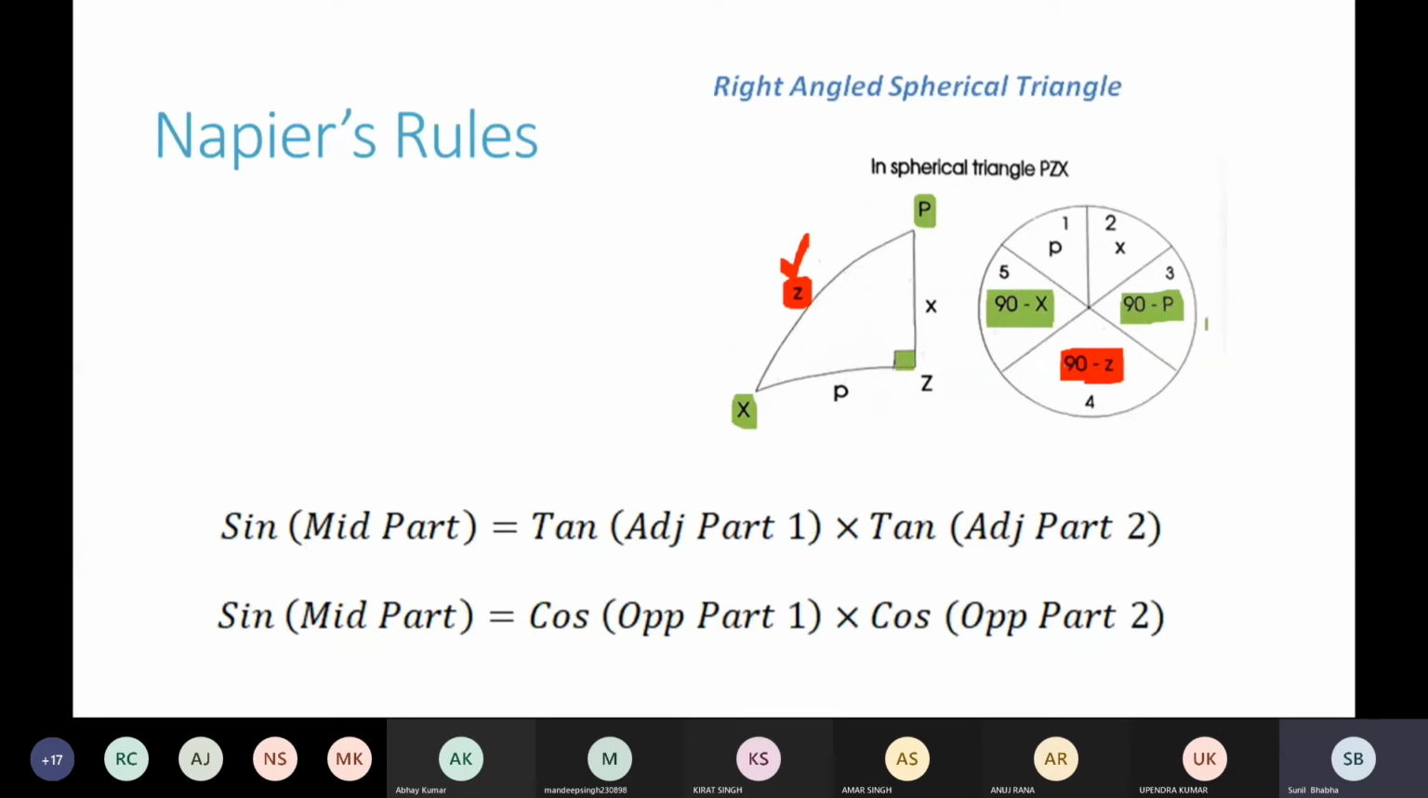If you pick any part, let us say I pick up this part number 3. Now two parts are sharing their boundary with this part. Number 2 part and number 4 part, these two are touching number 3 with their sides, so they are known as adjacent parts. Two parts are exactly opposite to it and do not share any boundary with number 3. That's number 1 and number 5. Number 1 and number 5 are not touching 3 at all, so they are known as opposite parts.